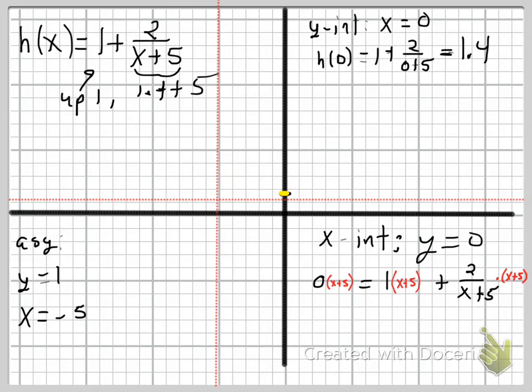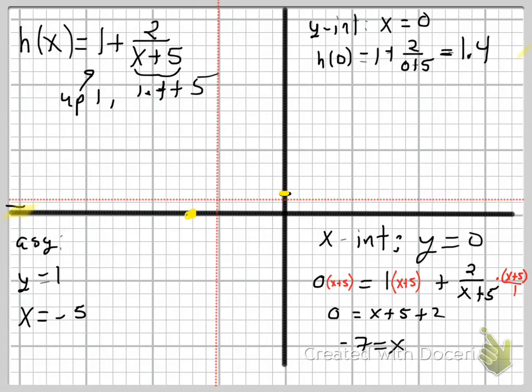Okay. On the left-hand side, 0 times x plus 5 is just going to be 0. 1 times x plus 5 is just going to be x plus 5. And then on the last term, the x plus 5s are going to cancel, and we're just going to be left with 2. If I solve that, adding the 5 and the 2 together will give me 7, and then I'll subtract 7 from both sides, and then we'll get x is negative 7. So that means we're going to cross the x-axis at negative 7.